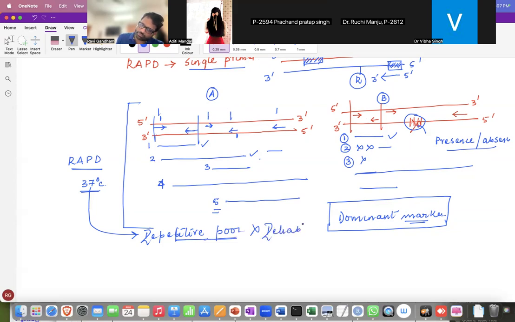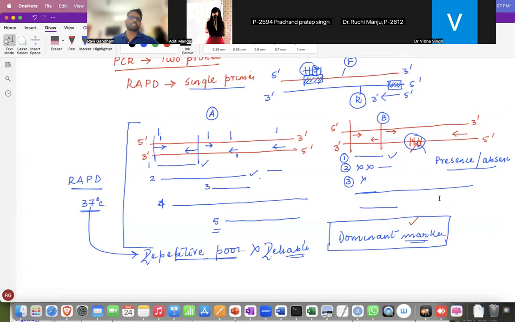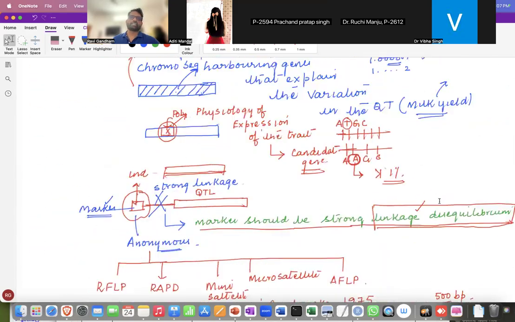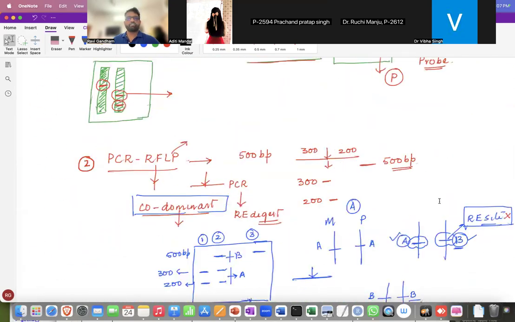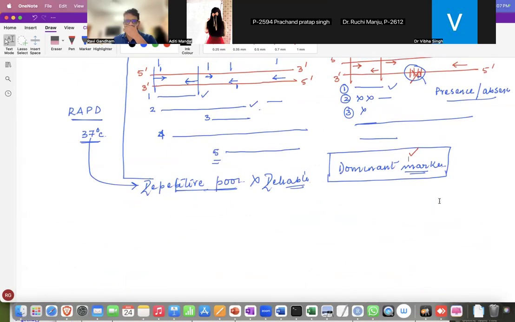I just wanted you guys to know about this technique and also to differentiate between the dominant and the codominant markers. I wanted you guys to understand this. So we have finished two techniques among the anonymous markers. And I told you what anonymous markers are. And so here, the next comes the mini satellite and the microsatellite markers. Mini satellite markers.